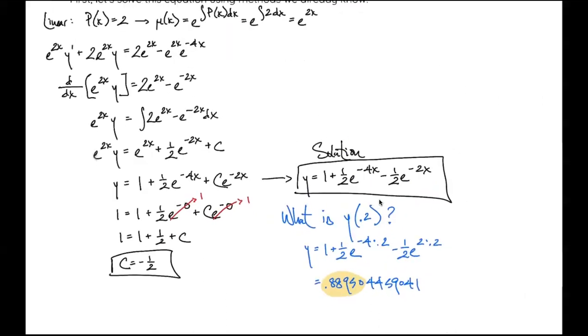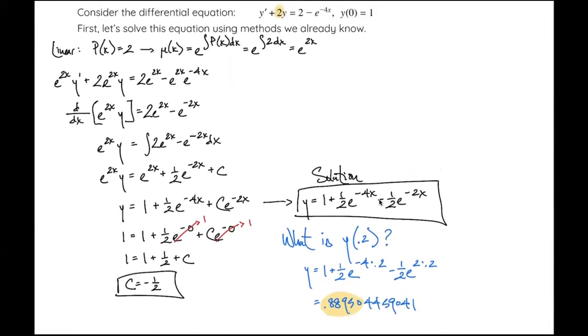All right. So, here it is all on one slide for you. We solved this, we found our solution, and we used our solution to give us an exact value. Okay, so this is our exact value of when x equals 0.2. All right.